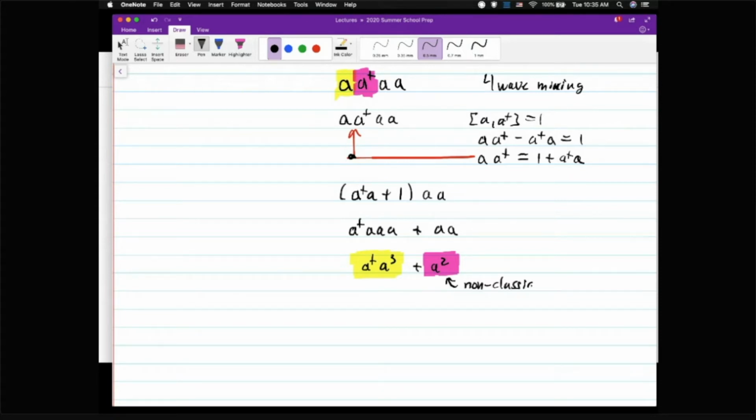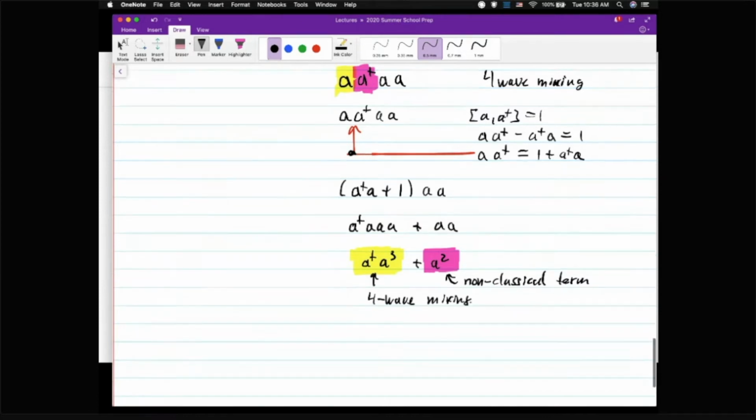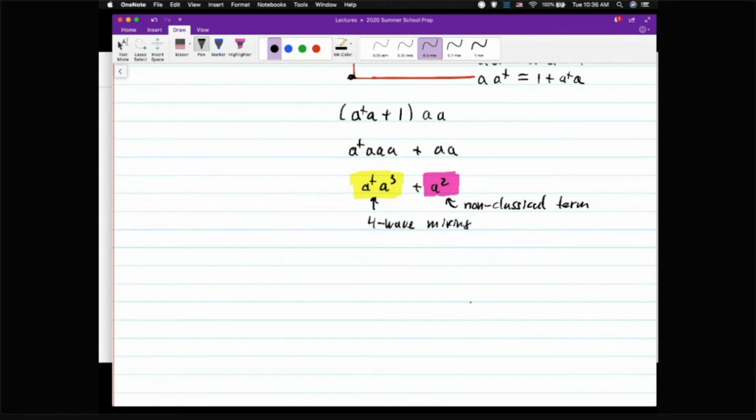So this is a non-classical term, right? Whereas this is just the 4-wave mixing. Now, you might be wondering, why do I call these wave mixings?